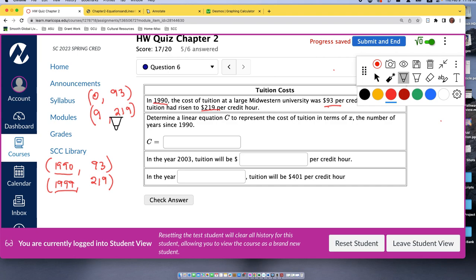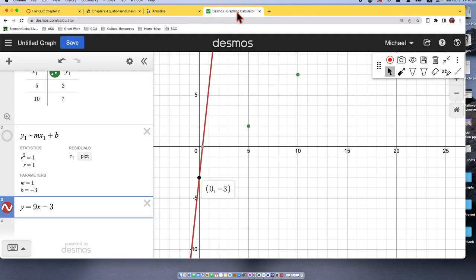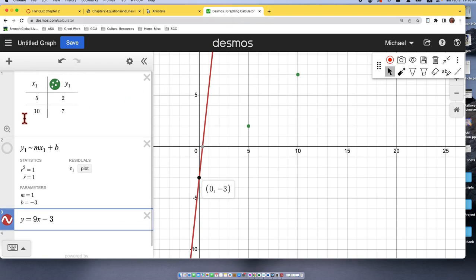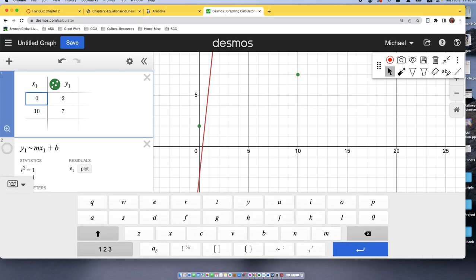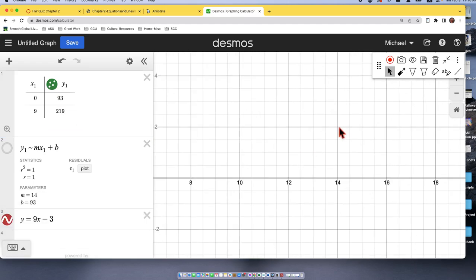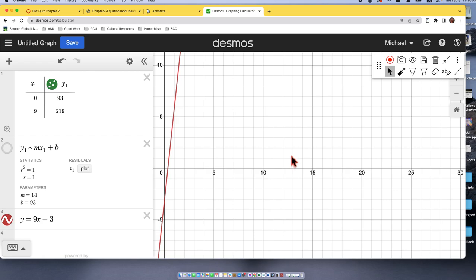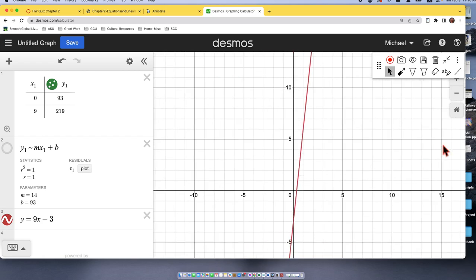So we picked out that we got 2 points. How do we get the linear equation? Desmos, our friend. It gives us all our answers. So we just put our 2 points in there, right? And again, remembering it was 0 and 93. Is that right? Yeah. And then 9 and 219. And as soon as I do that, it's going to graph it. I don't see it because I'm too close in here, right? But I can move it around.